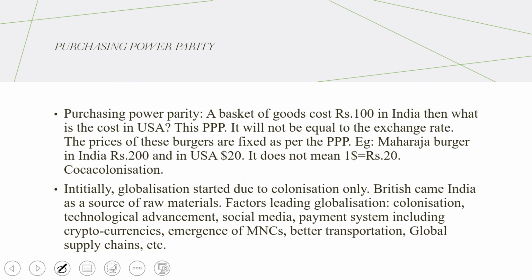Ultimately, when machines started to come, they started hiring less labor and producing more products through machines. So in that manner it started to shift, and I will discuss these phase-wise in the coming slide. So what are the factors that lead to globalization?